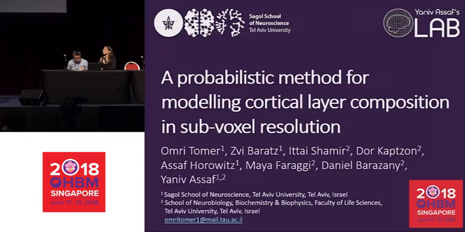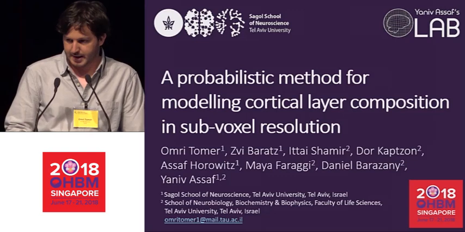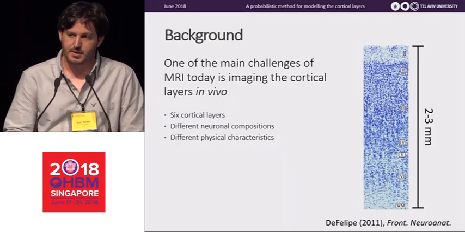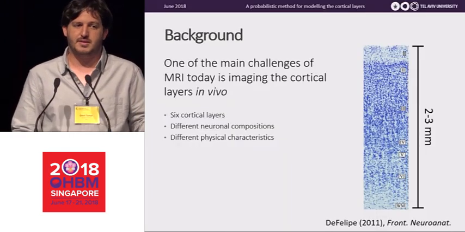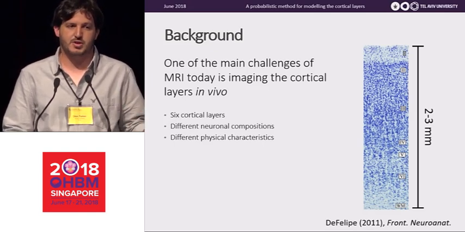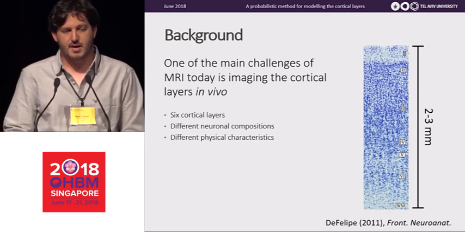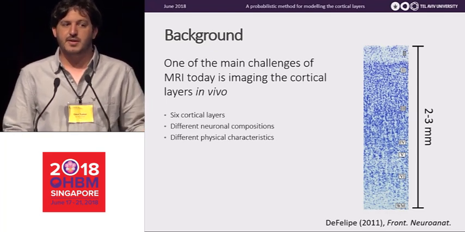Thank you very much. So I'm going to be talking about a model for imaging cortical microstructure, cortical layers in humans in vivo. There have been many recent attempts. It's been an increasing challenge in the field of MRI to image the cortical layers, and there have been many approaches with varying success.